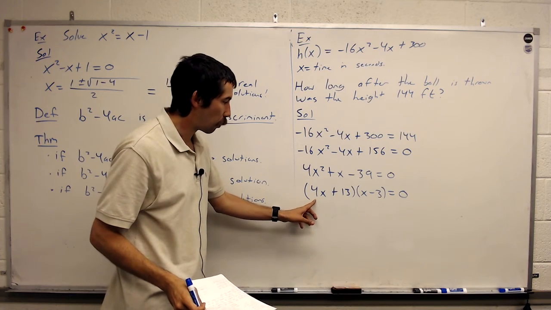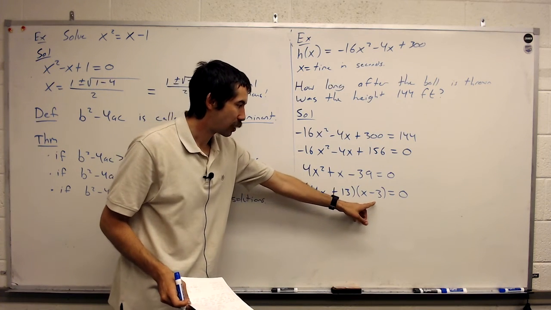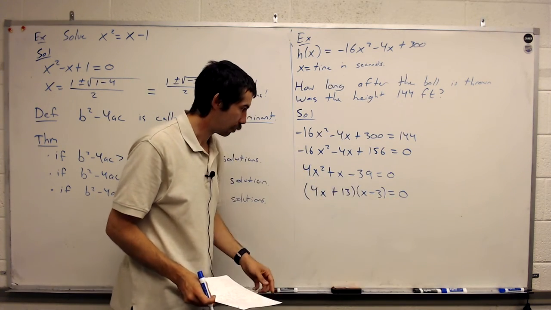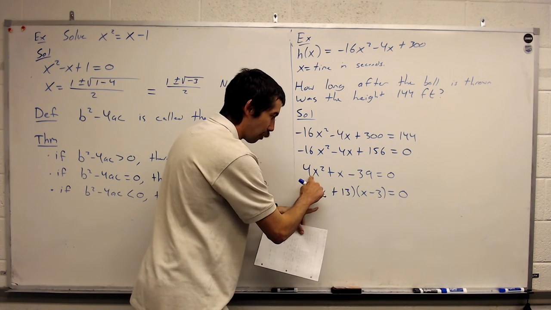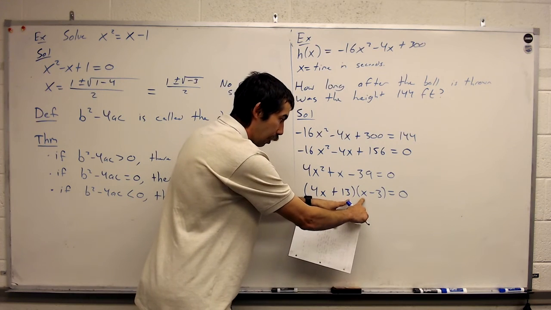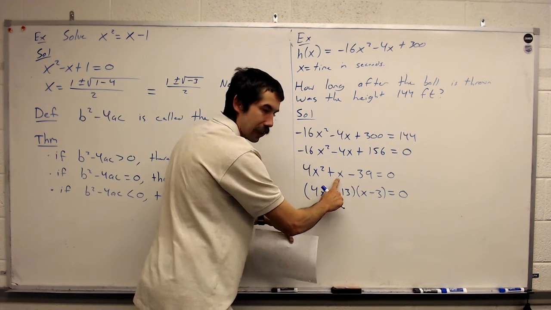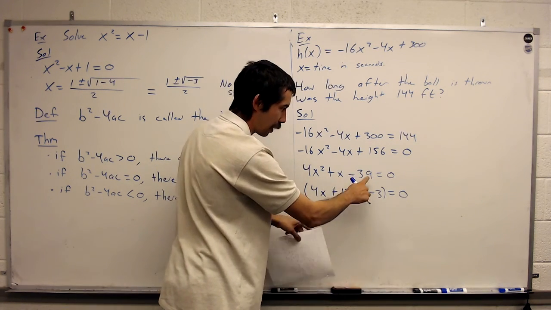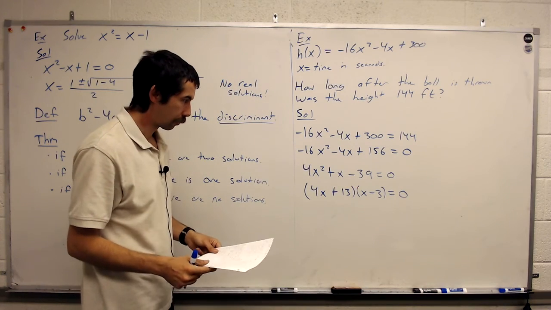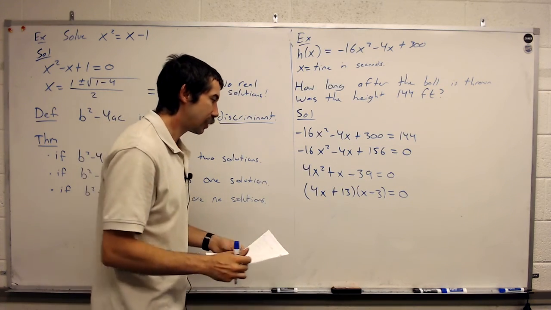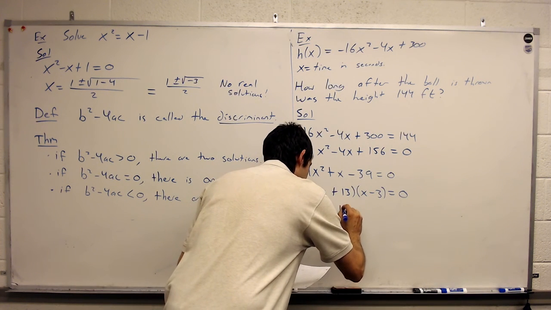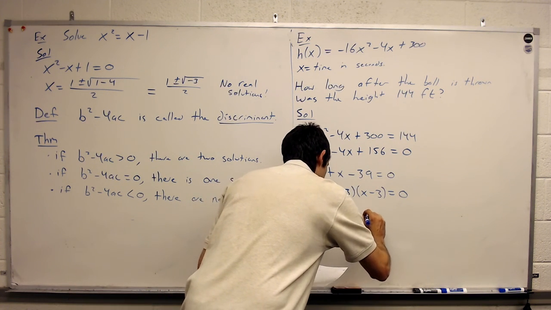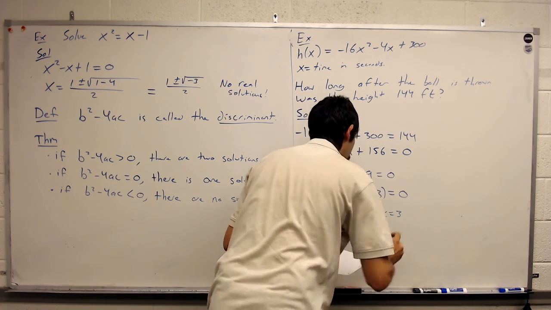This factors into 4x plus 13 times x minus 3 equals 0. 4x times x is 4x squared. 13x minus 12x is x. And then these two multiply to negative 39. So this tells us that x equals negative 13/4 or x equals 3.